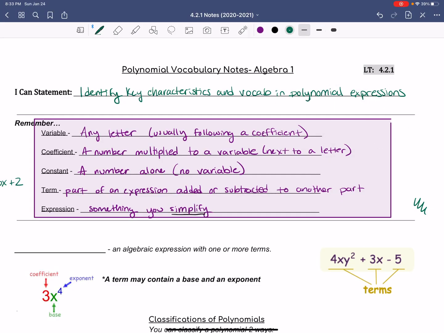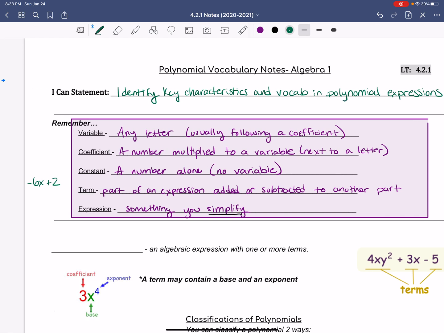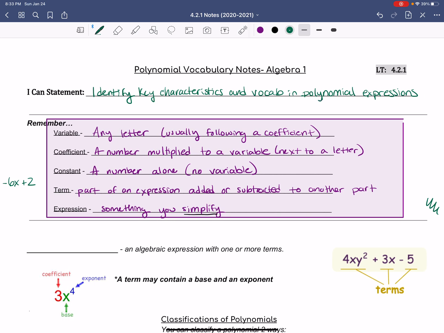All right, you guys, so today we are looking at learning target 4.2.1. This is the first learning target for PS4 or Unit 4. Our I can statement for today says I can identify key characteristics and vocab in polynomial expressions. Now you may say, hey, there's a couple words in there that I don't recognize. Polynomial is the big one. That is what we are mainly focusing on today.